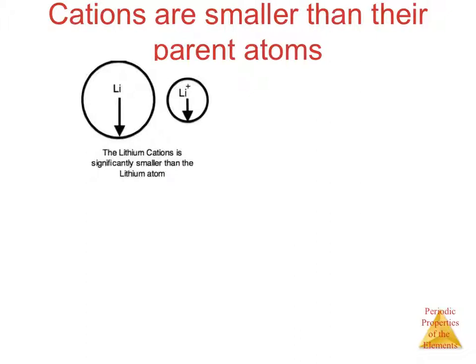All right, we're going to start off with cations, which tend to be metals that will lose electrons and become positively charged. Okay, so a lithium cation is significantly smaller than the lithium atom. So think about why that might be, and then we'll talk about it.